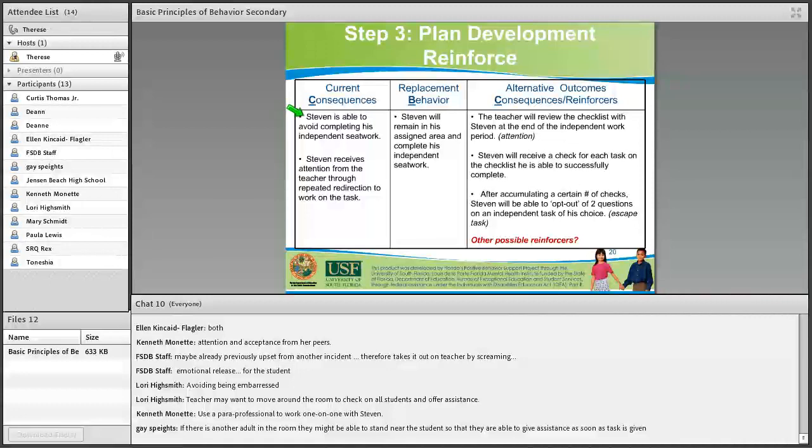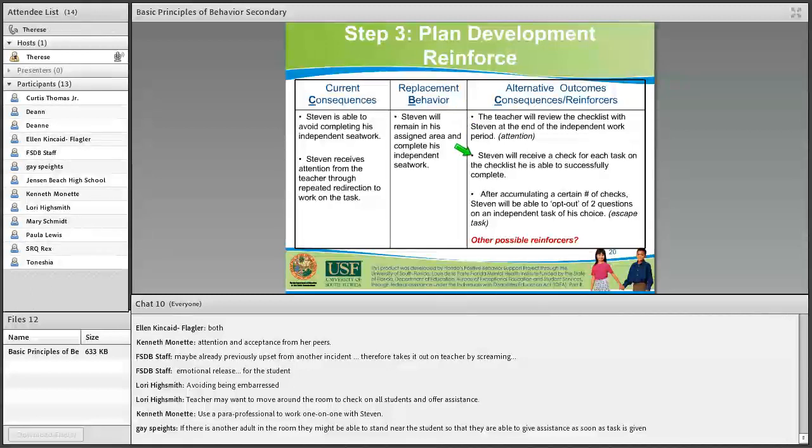All right, so another component of that plan development is figuring out how to reinforce the appropriate behavior when you see it happening. So we have that same appropriate behavior that we want to see and the consequences to increase the likelihood that it will occur. So the new consequences. The teacher will review the checklist with Stephen at the end of the independent work period. So he's getting attention, which is something that we think Stephen wants more of. So he's getting attention for showing the appropriate replacement behavior.